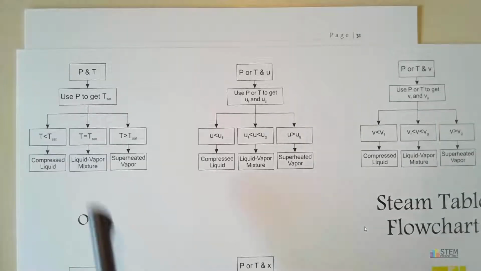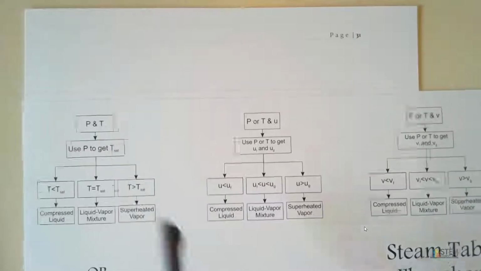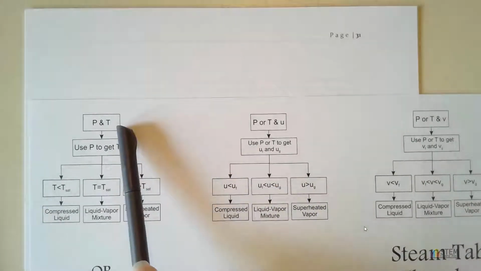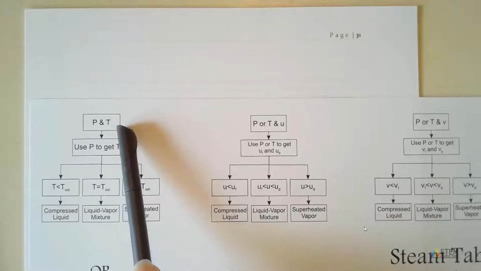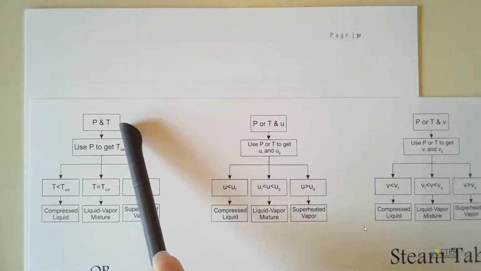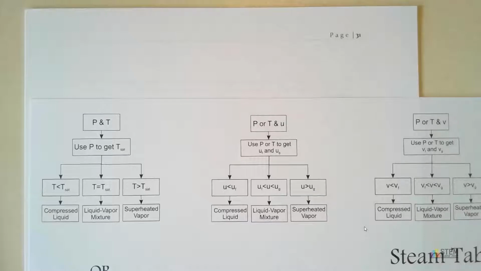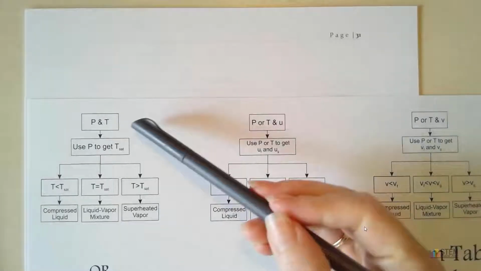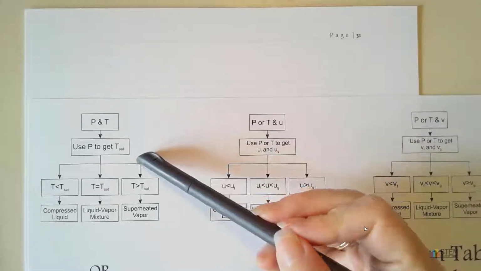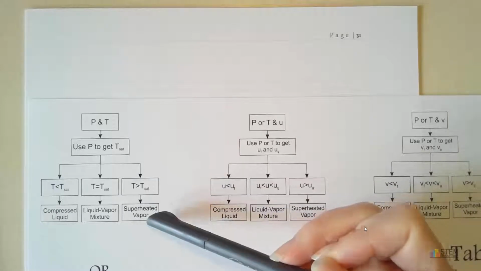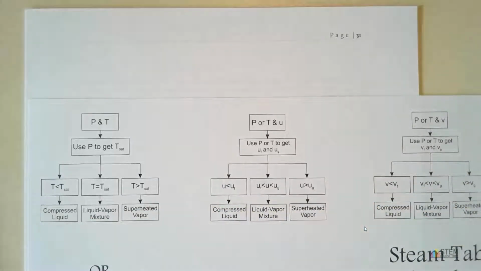What it's got here is 5 different little flow charts. Okay, and the top block is going to represent the information you are given in your problem. So for example, in this one, we were given a pressure and a temperature. Now, as you go through the flow chart, it kind of walks you through the steps to help you figure out which table you should be using.